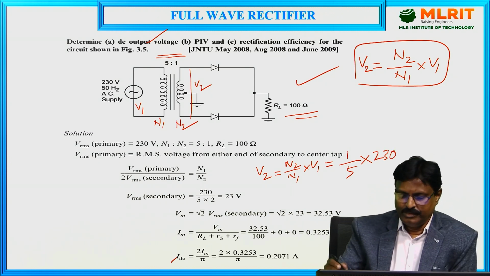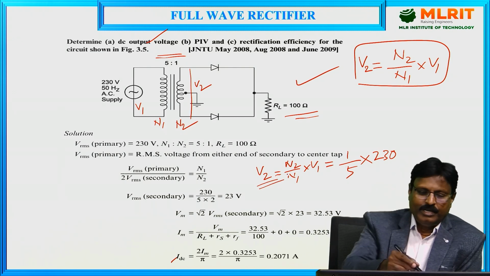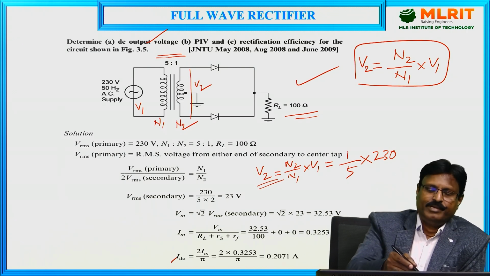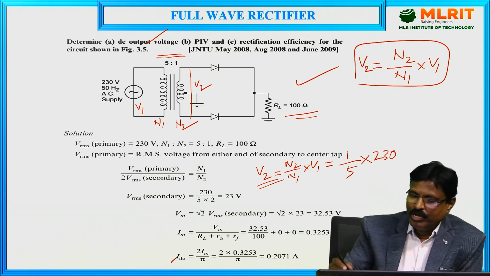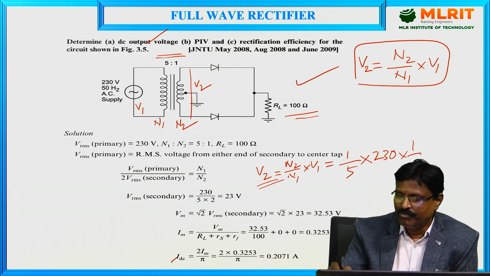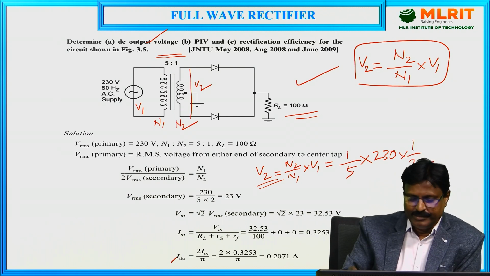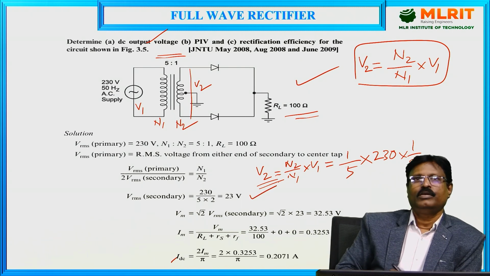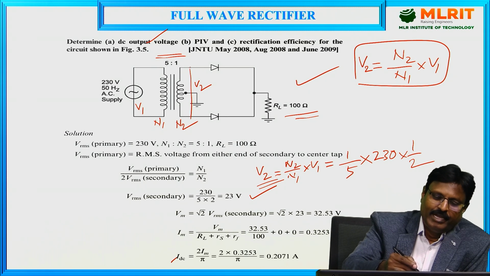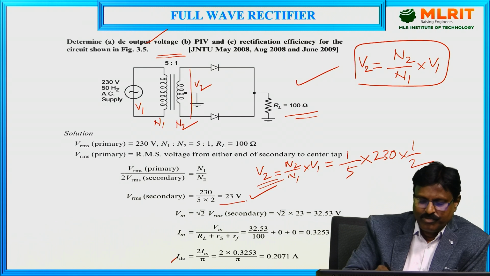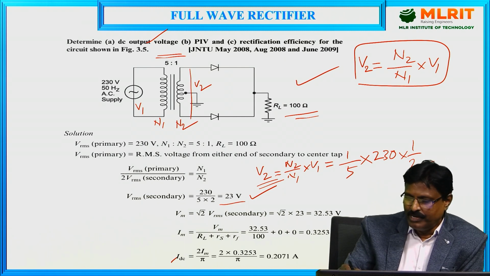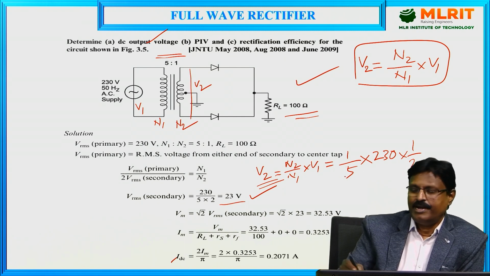Okay. So this is the V2 value across the secondary, but it is a center tap transformer, so this V2 has to be divided into 2 halves. That's why I am making it 1 by 2. So 230 by 10. As you can see, you will be getting 23 volts. That is the VRMS across the secondary of the center tap transformer. We got 23 volts. By this formula, 230 by 5, because it is center tap, we need to divide it into 2 parts. That's why I am dividing with 2.